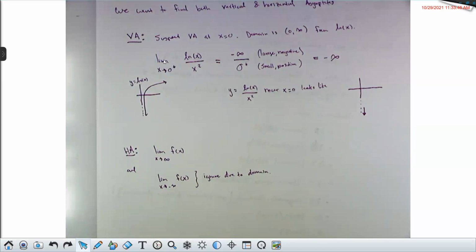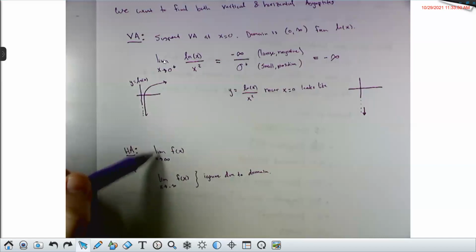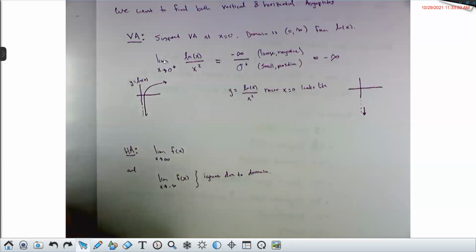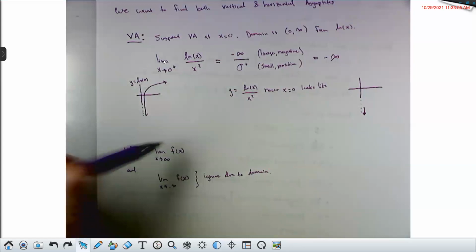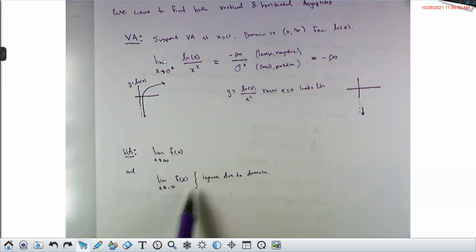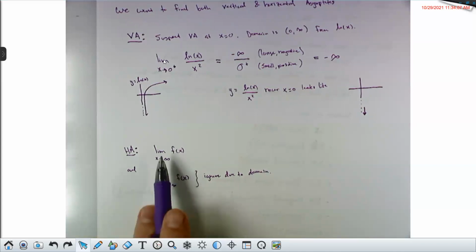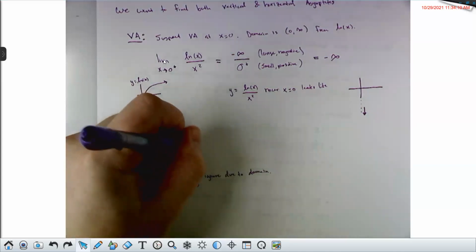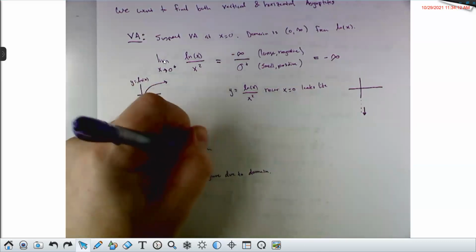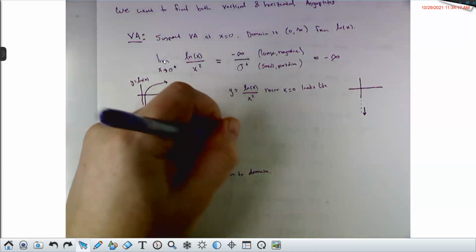Okay. Thank you. Now for my horizontal asymptote, similar thing. Normally we would look at the limit as x goes to positive infinity and the limit as x goes to negative infinity. But again, my domain is just 0 to infinity, so I can't do this, right? This limit is not something we can even talk about for this function because the domain of this function doesn't include anything anywhere near negative infinity. But we do need to look at this guy. So this would be the limit as x goes to positive infinity of the natural log of x divided by x squared.